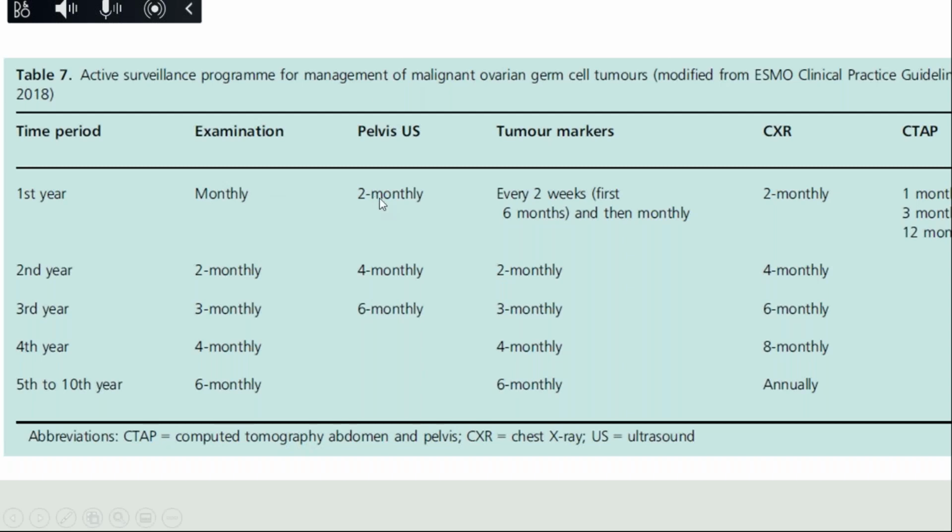And the pelvic ultrasound goes with the table of 2, like 2 monthly, 4 monthly, 6 monthly, and the tumor markers every 2 weeks, then 2, 3, 4, 6. In the chest X-ray, 2 monthly, 4 monthly, 6 monthly, 8 monthly. Again, this is the table of 2. And after 5 years of the malignant ovarian germ cell tumor removal, we have to do the chest X-ray annually. Okay, so this is a scary chart, I know, but if you can be tricky, you can recall the chart.